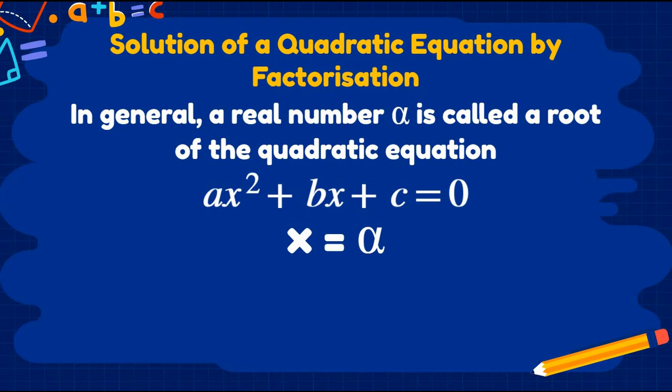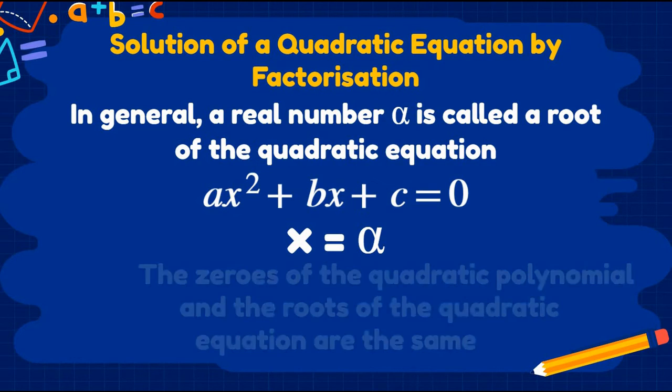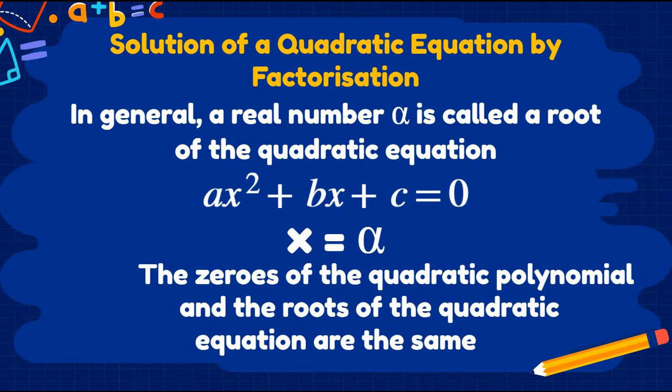So both alpha and x are similar and they are actually equal. We also have to note that the zeros of the quadratic polynomial ax square plus bx plus c and the roots of the quadratic equation ax square plus bx plus c is equal to 0 are the same. The name is just different in both of them. In quadratic polynomials, we call them zeros, whereas in the quadratic equation, we call them roots. But the values of both of them are absolutely equal.